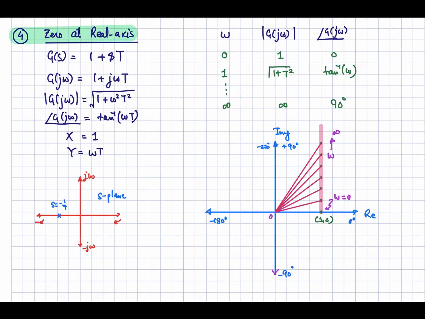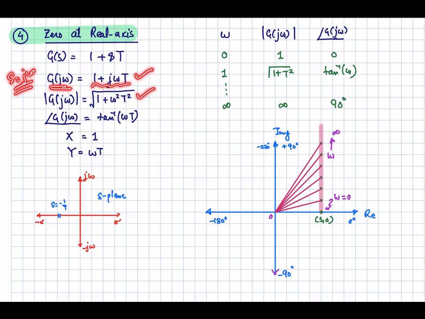Now we look at the polar plot of a 0 at the real axis. So the transfer function of that 0 is given by this equation, that is 1 plus sT. So the position of this 0 will be equal to minus 1 by T. Now the sinusoidal transfer function will be obtained by replacing s with j omega. So if we replace that, G of j omega can be written as 1 plus j omega T.